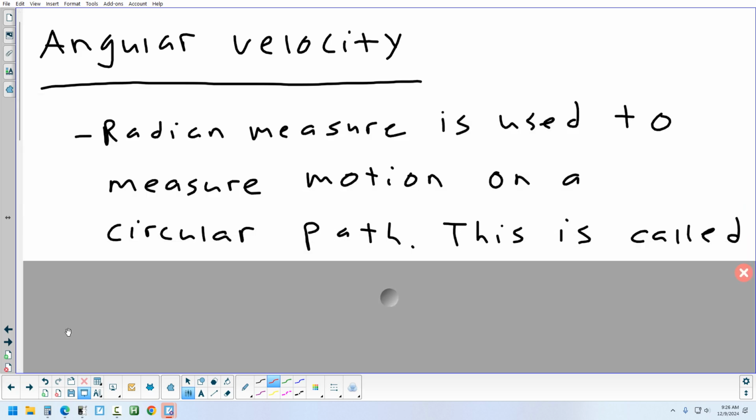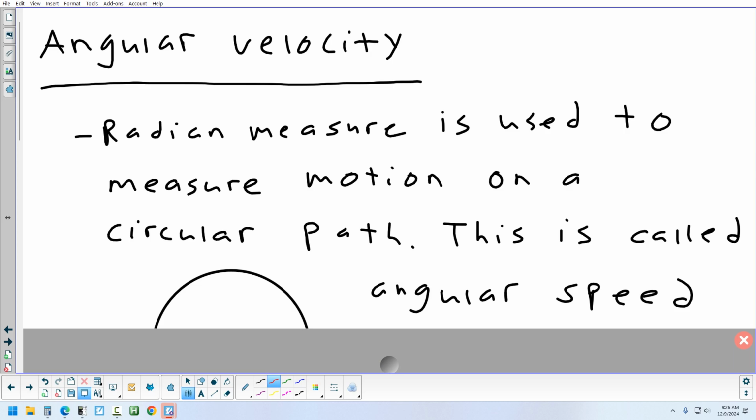So think about what an angle measures. An angle can measure movement on a circle. It's how we describe an amount of rotation. How fast something is moving, we can describe that with velocity. So what angular velocity is used to describe is something moving on a circular path. It's like something spinning. That's what angular velocity is used for. Angular velocity, angular speed, just synonyms, same idea.